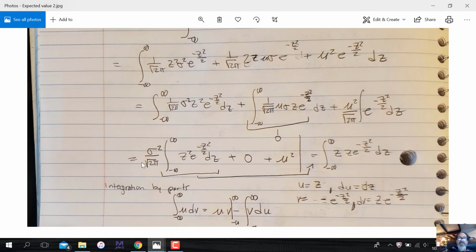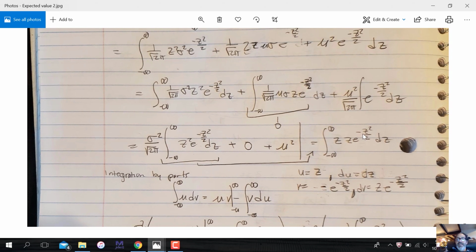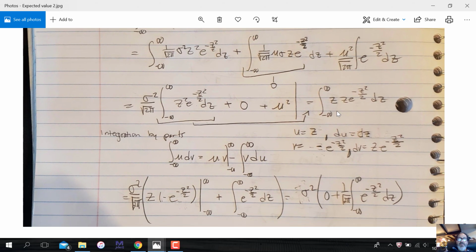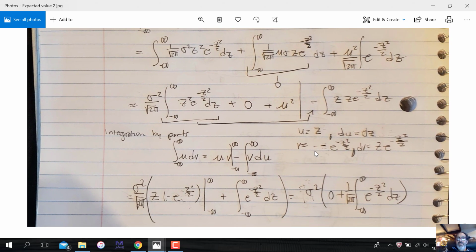I'm going to leave out this constant because we're not integrating over sigma or anything like that. So what we get left is z squared e to the minus z squared over 2 dz. So I'm going to break this z squared down into z times z e to the minus z squared over 2. The reason I'm doing that is because then I can use integration by parts, and this will work out really well for us.